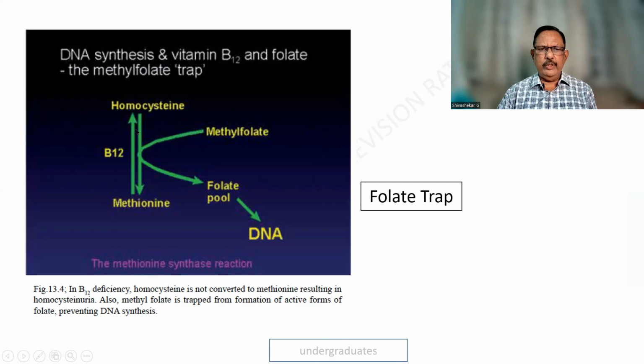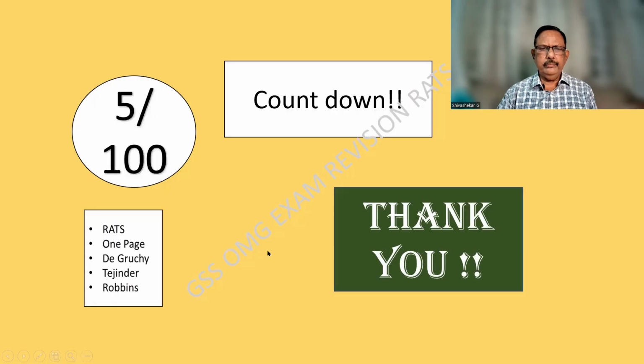Homocysteine is converted to methionine. And when there is going to be a defect in this, the DNA will not be formed. Homocysteinuria is the condition. Thank you.